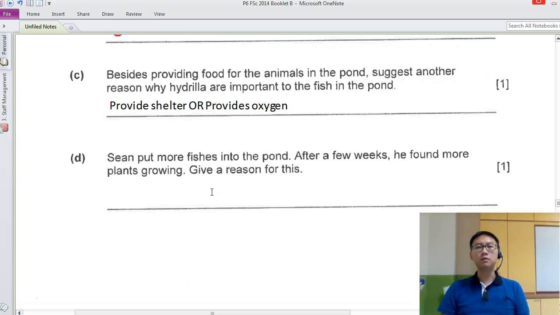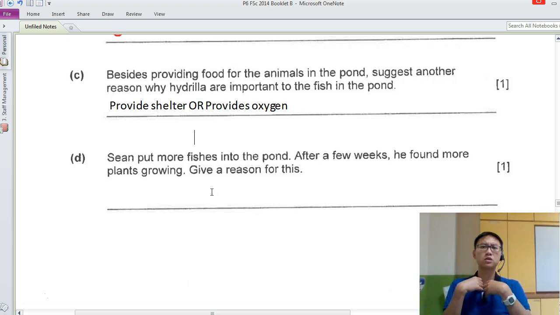Now part D, Sean puts more fish in the pond. After a few weeks, he found more plants growing. Wow, why is that so? Okay, so when I put more fish, why is it that more plants grow? So we need to think, how does the fish benefit the plant? What does fish have that will benefit the plants?